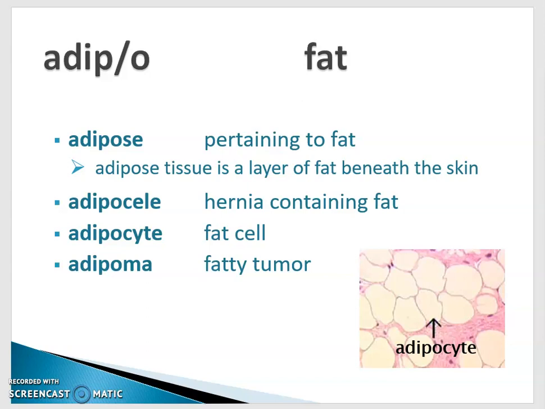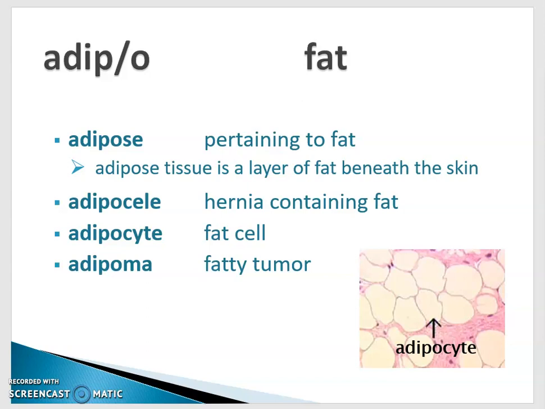An adipocyte is a fat cell, and you see a photograph of a slide here, and it shows an adipocyte. And an adipoma, pardon me, let me try that again. Adipoma is a fatty tumor. And so that's just the word we would have. If we have that adipocele, that herniation containing fat, it likely results in an adipoma, which is a fatty tumor. So those are our first set of words that we'll use talking about the tissue that we commonly call fat.